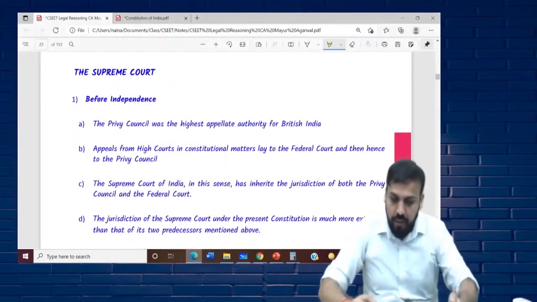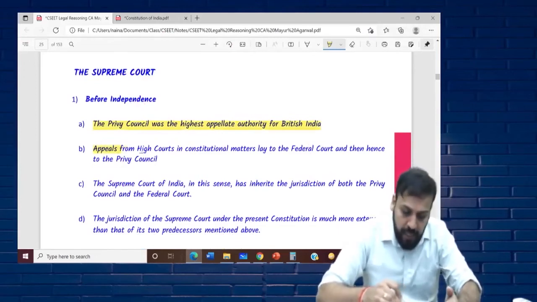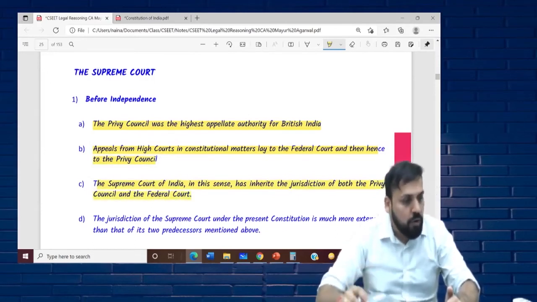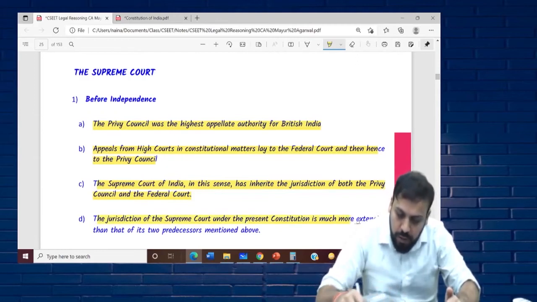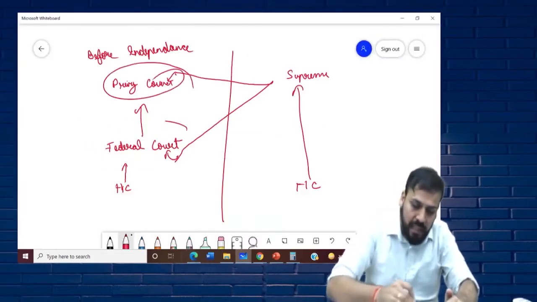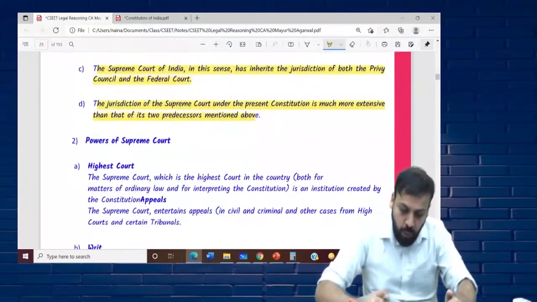So see this. The Privy Council was the highest authority for British India. Appeals from High Court lay to the Federal Court and then Privy Council. Supreme Court has inherited the jurisdiction of both Privy Council and Federal Court. The jurisdiction of Supreme Court under the Constitution is much more than the two previous courts. These two previous courts had less power, but now the Supreme Court has a lot of power as compared to them.